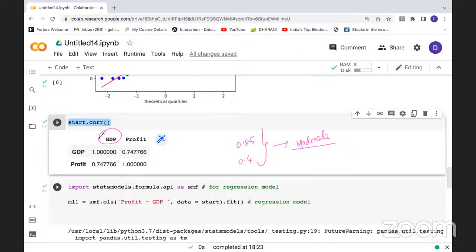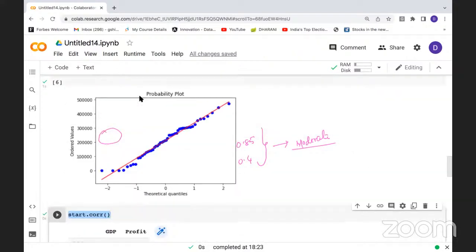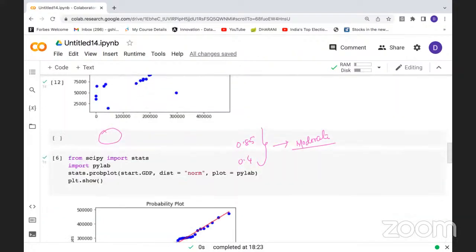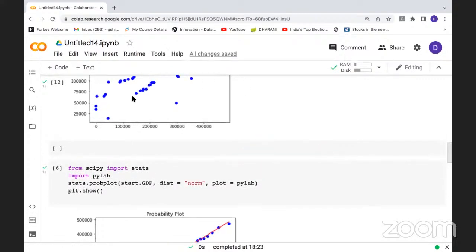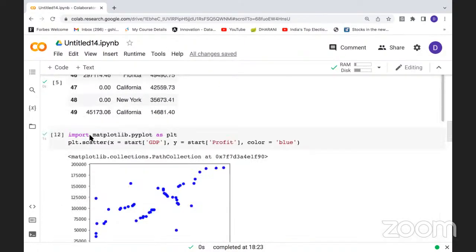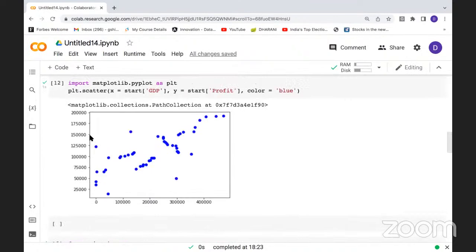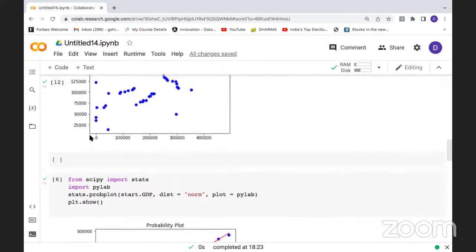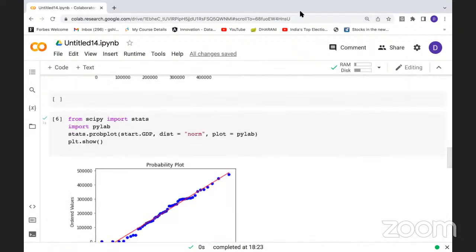So that's how you start analyzing the data. Once we know that it is moderate, you can still move forward and build the model. But whatever input you have taken here, GDP, is numeric. So what you do is you have to do a plot which is called a QQ plot.